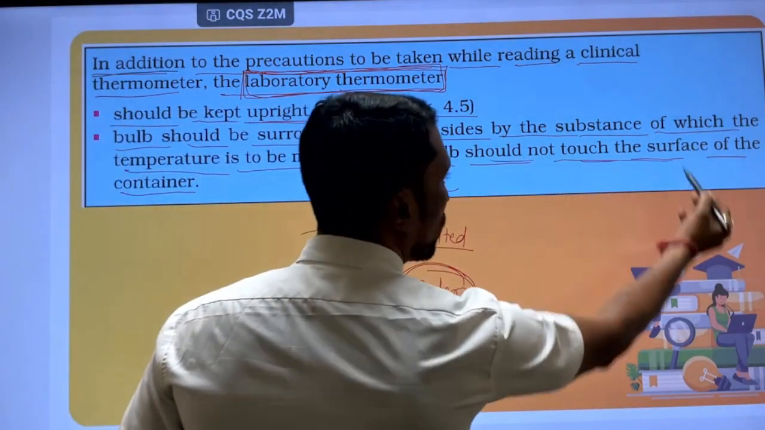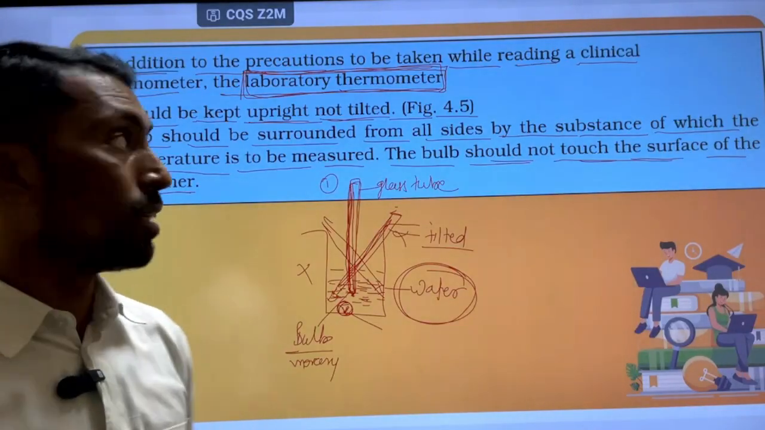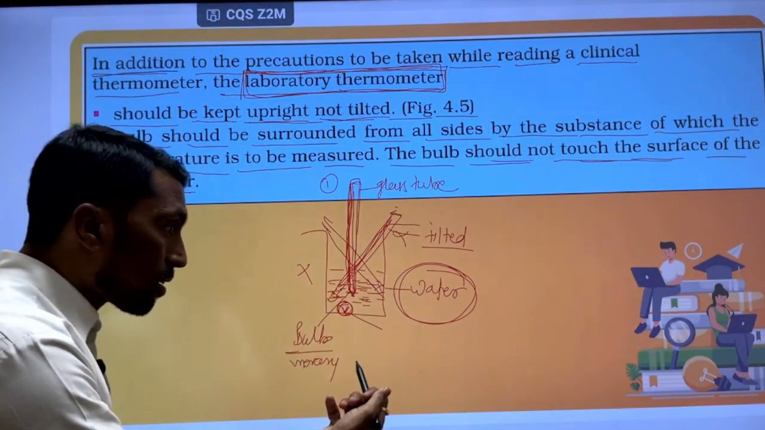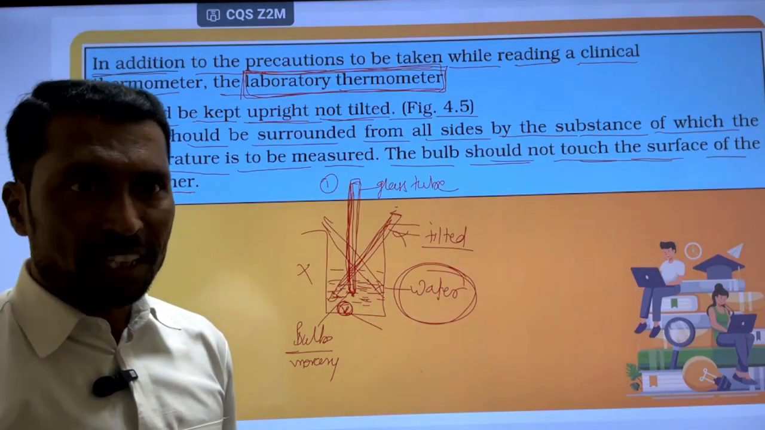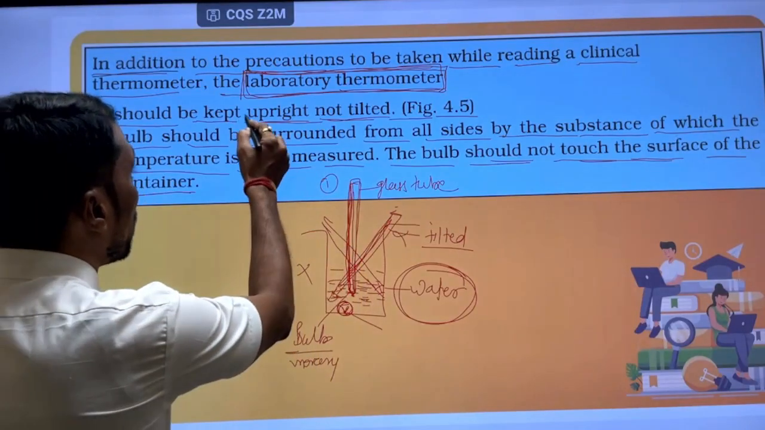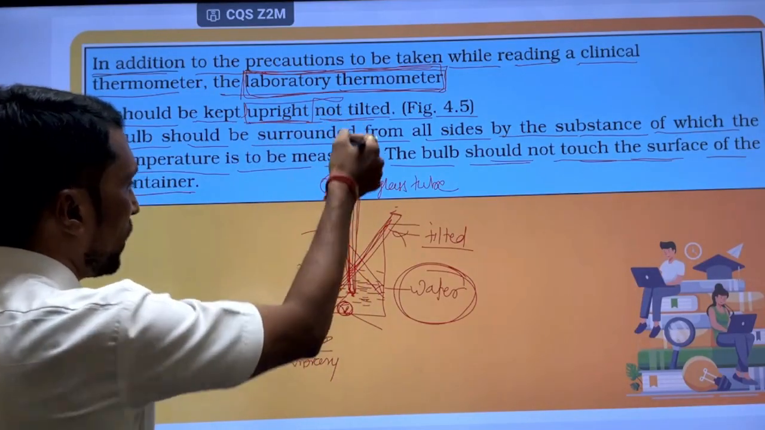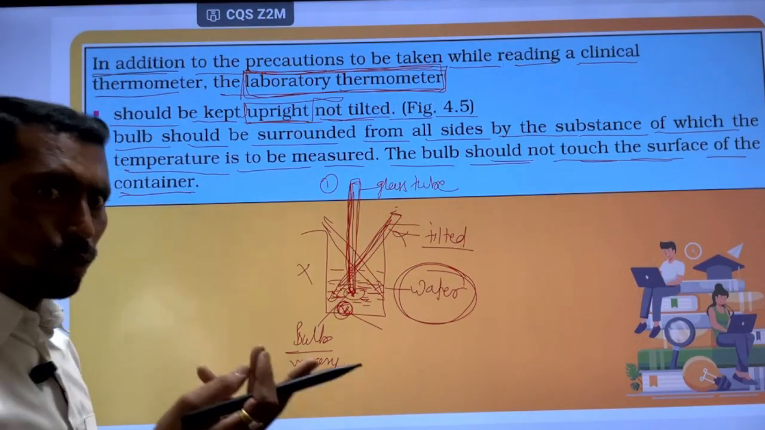Should not touch the surface of the container. So these are some precautions while you take a reading of an object to measure the temperature of the object by using a laboratory thermometer. It should be upright, straight, and the bulb should not touch the container. These are the two precautions we have to take.